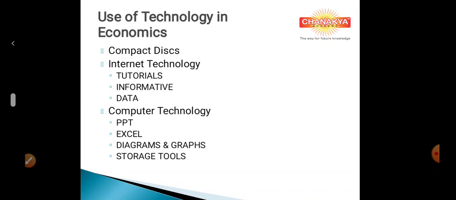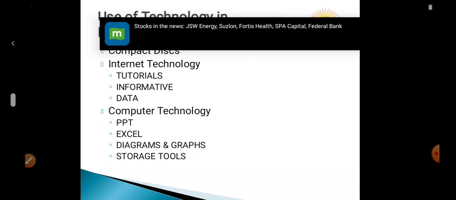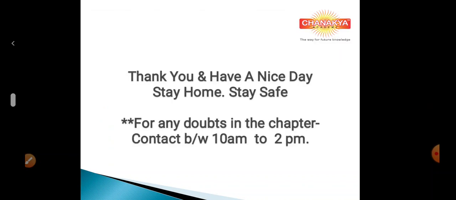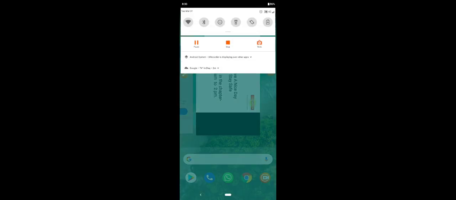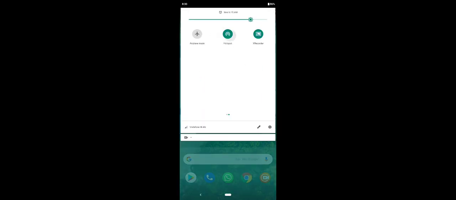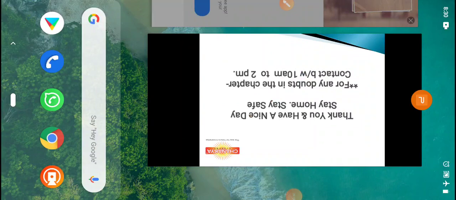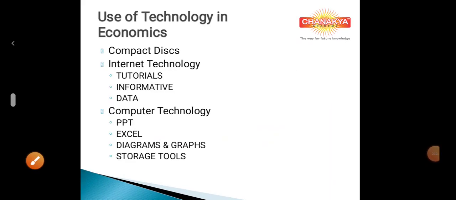Second one is your Excel or Excel worksheet. Economics deals with lots of data. Researchers sometimes deal with this data in thousands of observations. Like when we do a survey of items produced by small scale industries, we get thousands of observations.